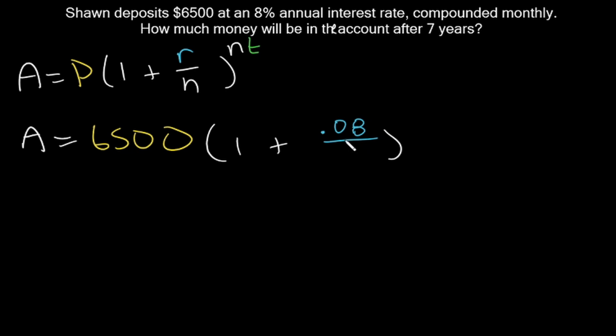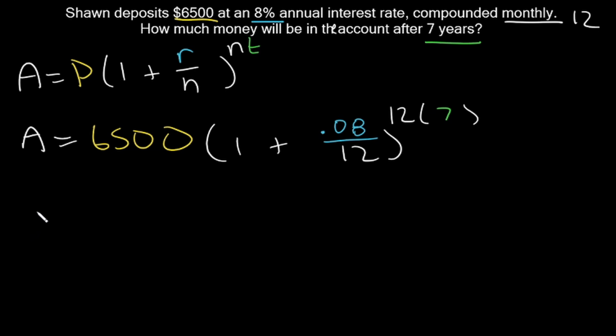And then we divide by n. So what is n going to be? Well, in my last video, we saw that n was the number of times it is compounded per year. And it says here it is compounded monthly. Well, there's 12 months in a year, so n is going to be 12. And then our time, remember time has to be in years, and here we have our time, 7 years. So here is our equation set up.